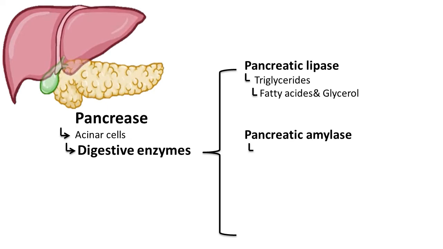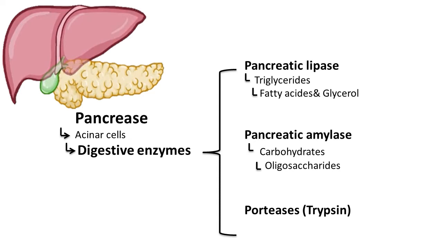Another enzyme is pancreatic amylase. It converts carbohydrates into simpler sugars, which are oligosaccharides. Another one is proteases or trypsin. It converts large protein molecules into smaller peptides.